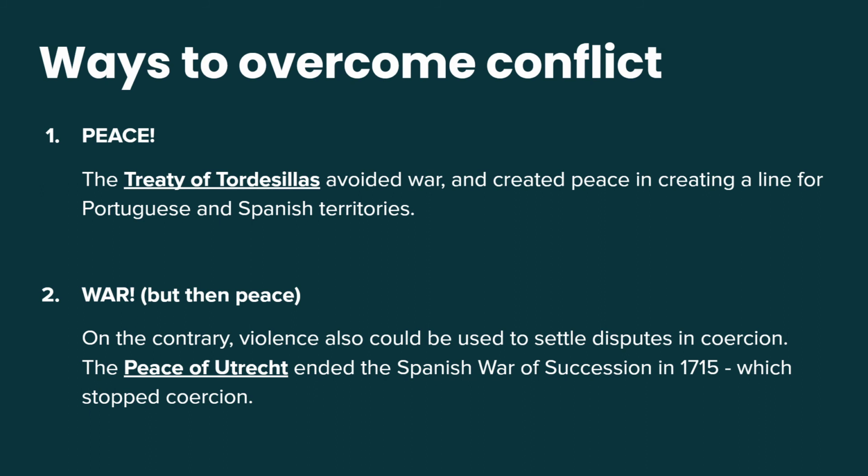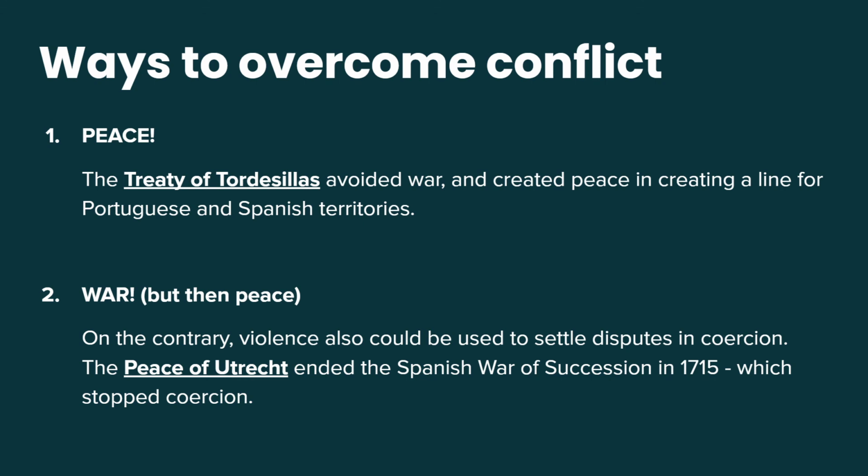There could be peace, like the Treaty of Tordesillas, which created a line across the map. It pretty much took off part of South America, a straight line down that split apart the Spanish and Portuguese territories, although this was not considering any of the other nations that colonized. And then there was also war. Violence also was used, and this is considered coercion.